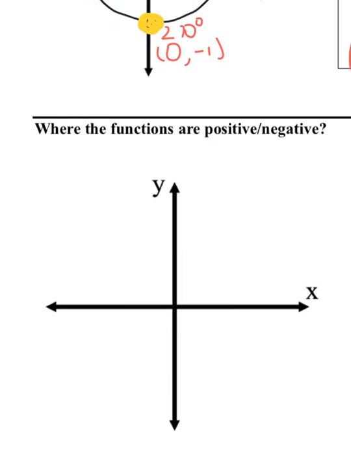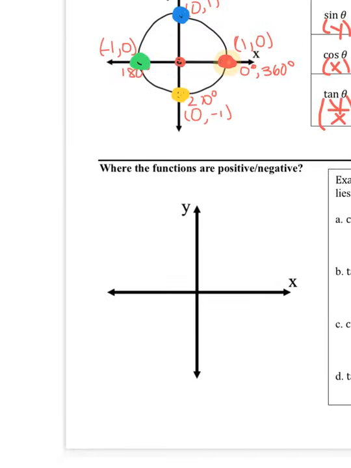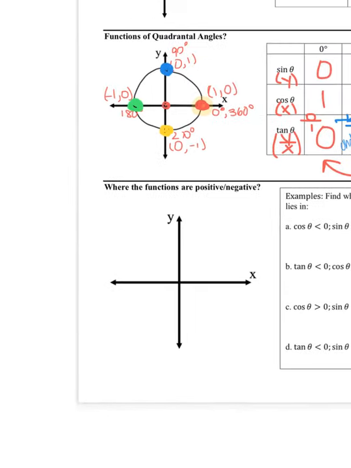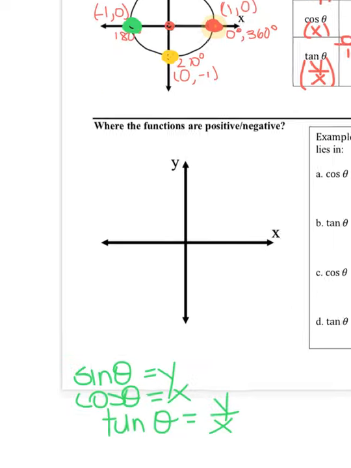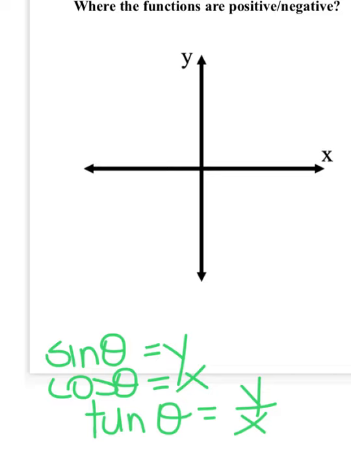So we know that, again, you need these rules for this. You need to know that the sine of theta is the y value, the cosine of theta is the x value, and the tangent of theta is y divided by x. Same rules that you wrote on the top of the paper. I'm just zooming in, so I want to make sure I have it down here too. That's only when you're on the unit circle. However, the rules still apply when you're trying to see where something's positive or negative.